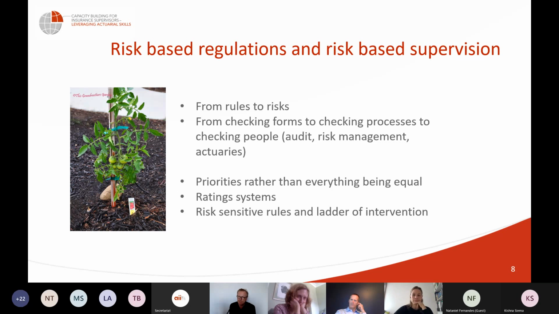And that's fine. Now, when I move to the risk-based approach, it's not as though we can just pull the stake out straight away and throw it away, because what would happen is the tomato plant would fall down, because the stem of the tomato plant is not strong enough to hold up those tomatoes. It relied on the stake. And that's the same with insurance companies.